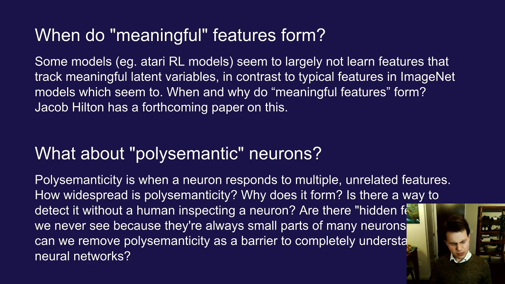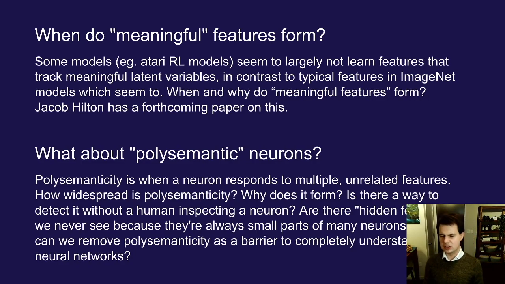So why does that happen? Why is it that ImageNet models are different from Atari models? I think that's a really interesting question. Another really interesting question is, what's up with these polysemantic neurons? I told you the hypothesis that they're a space-saving phenomenon, but we don't know that's true. Why do these polysemantic neurons form? How widespread are they? We don't have any automatic way to detect them, so no one knows. We know that many neurons are polysemantic, but there are no metrics on it. We don't know anything about how architecture affects it.